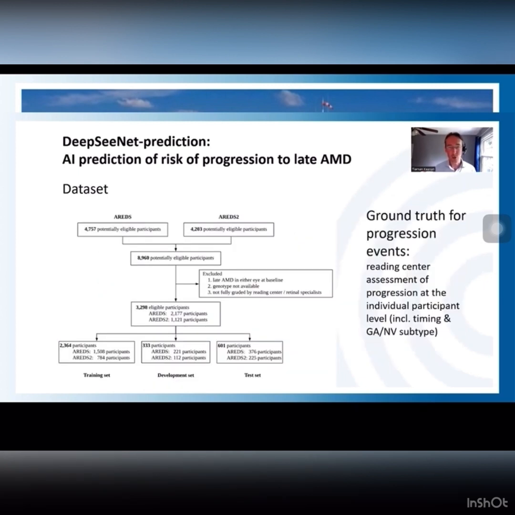And essentially, to do the training and testing, we were able to combine AREDS1 and AREDS2 for a very large and very challenging data set. So essentially, many progression events in different orders during training, which is great, but also many progression events during the test set, which makes a really challenging set. Essentially, the algorithm has to work really hard to discriminate who's going to progress and in which order.